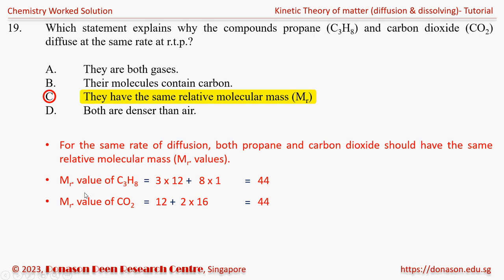And as you can see, both propane gas as well as carbon dioxide have the same MR values, which means they are equally dense. And of course, if they are equally dense, they're going to diffuse at the same rate. So the option that explains why the compounds diffuse at the same rate is that they have the same relative molecular mass, or the MR value.